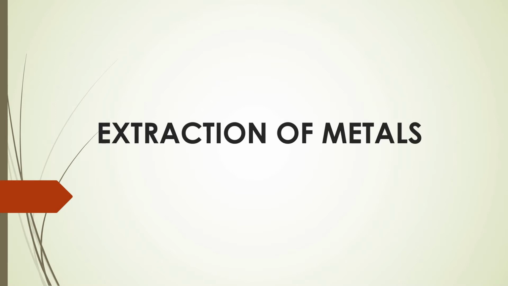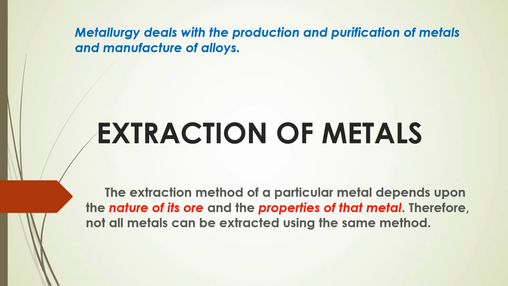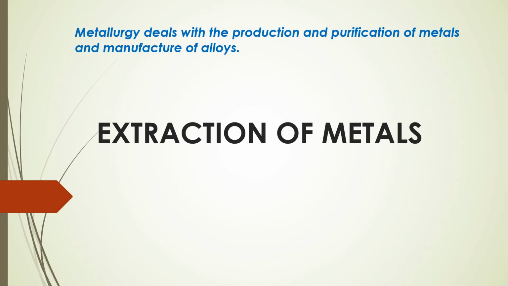Now, before that, let us revise what we mean by metallurgy. Metallurgy deals with the production and purification of metals and the manufacture of alloys. So the process which deals with the production and purification of metals and also the manufacture of alloys is known as metallurgy. Now, to do the production and purification of metals, we need to first extract metals from their ores.